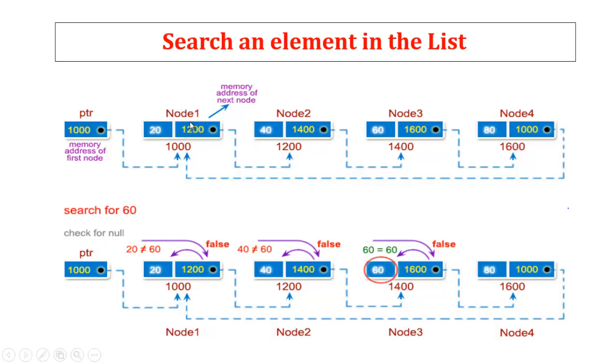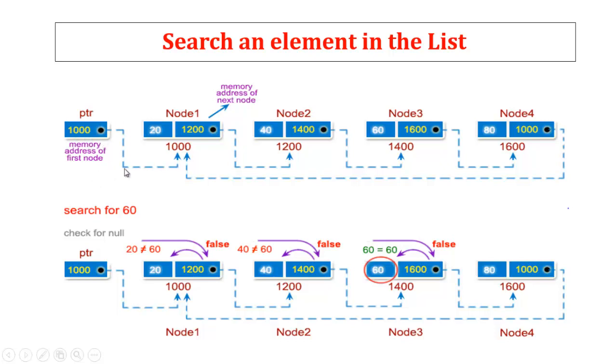Each node has a next field that points to the next node's address. That is, node 1's address field points to the next node address. What is the next node? 1200. This goes on for each node, but the final node in the circular singly linked list points to the starting node address. What is the starting node address? 1000. That should be mentioned in node 4, because this is a circular singly linked list. This is a head pointer pointing to the first node in the list. What is the first node? 1000. That is the head pointer.